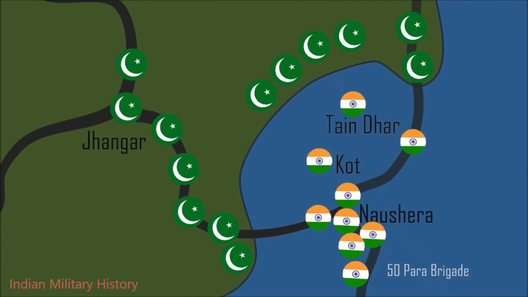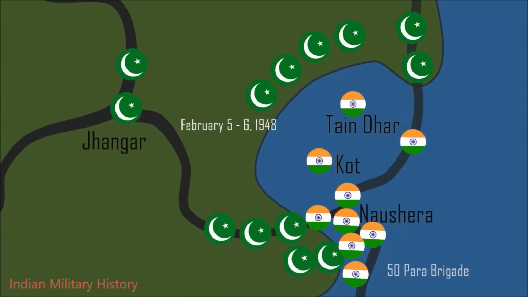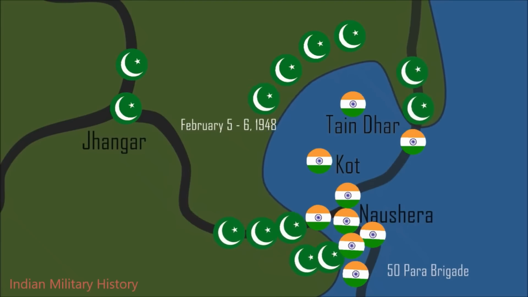Even though Brigadier Usman had reports on an imminent attack coming in, the enemy was still able to achieve surprise by crawling up simultaneously at all vital points at Naushera in the night of 5th and 6th February 1948. The attack came in from two sides from the south, one from the north of Naushera, as well as at the feature of Kot.